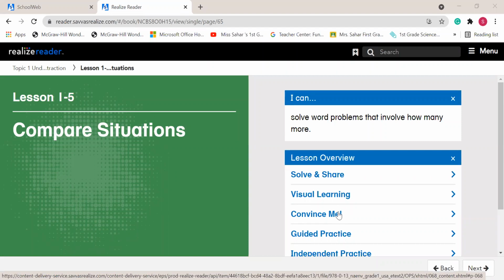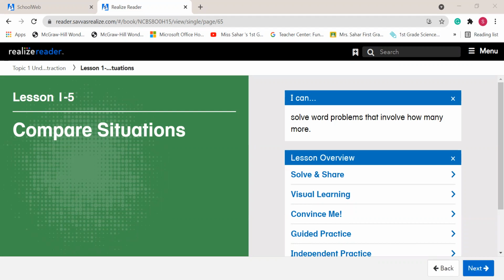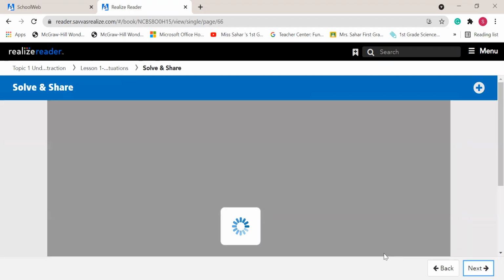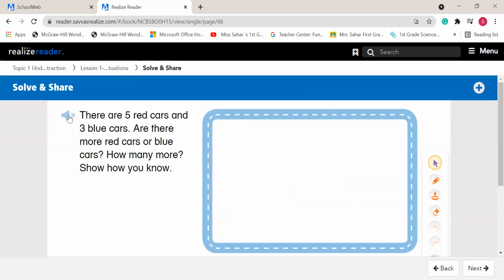Please get your math book, open page 21. We are in lesson 5, compare situation. Let's see what we have. There are 5 red cars and 3 blue cars. Are there more red cars or blue cars? How many more? Show how you know.